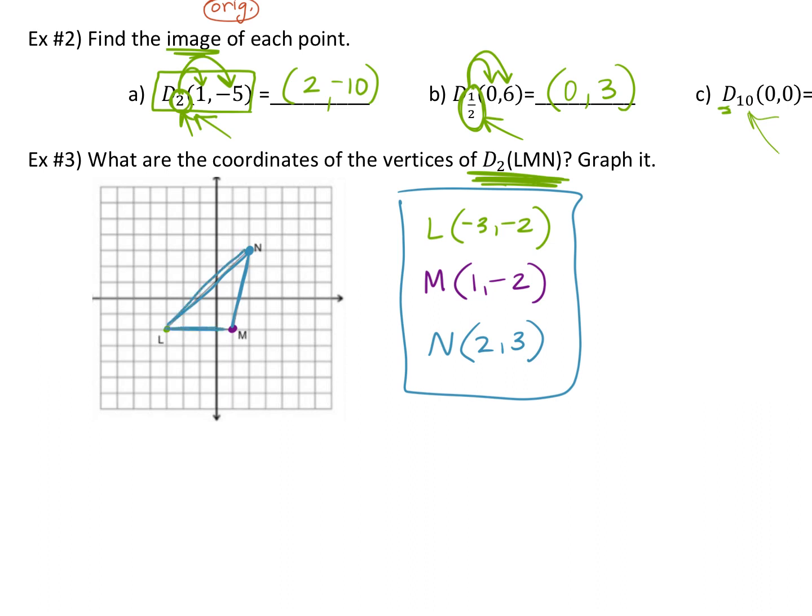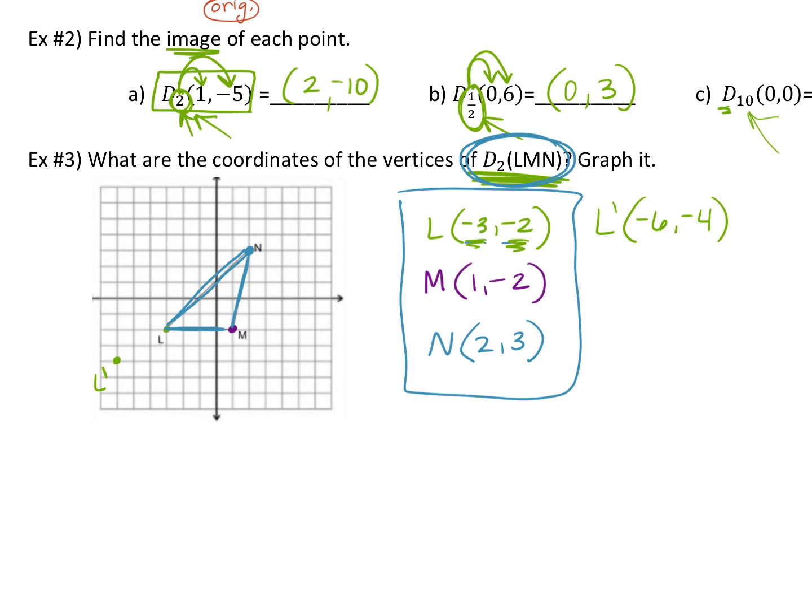And now you have to do the dilation. So if it's a dilation of 2, what are you doing to these numbers? You have to double it. Times 2. So L prime is what point? -6, -4. I'm taking these two numbers and I'm multiplying by 2. So plot that. -6, 1, 2, 3, 4, 5, 6, 1, 2, 3, 4. This is L prime.